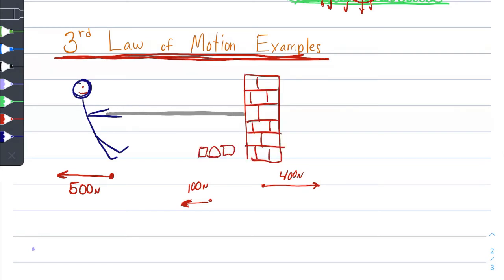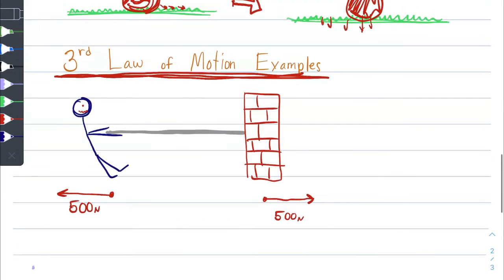But that's not what's happening here. Instead, we have a balanced system. So we're going to have this showing that this person is just tugging on the wall, and the wall is applying an equal force, 500 newtons, in the opposite direction.